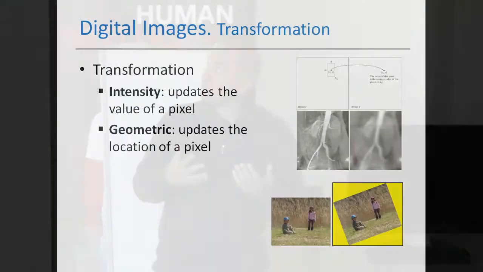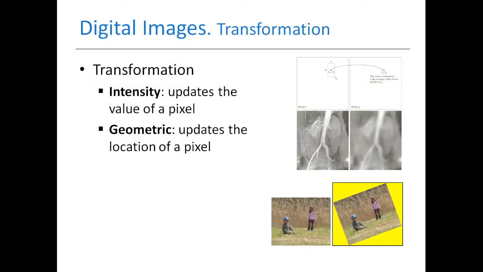Now, the various transformations we could classify into several domains. I would go into the spatial domain, so I'm not going to other domains. In the spatial domain, we're talking about intensity transformation and geometric transformation. And I will explain later.